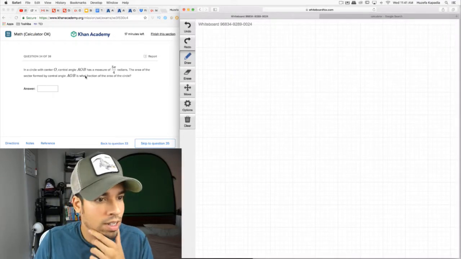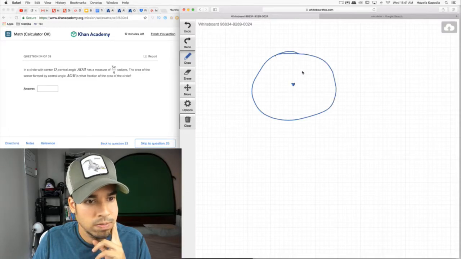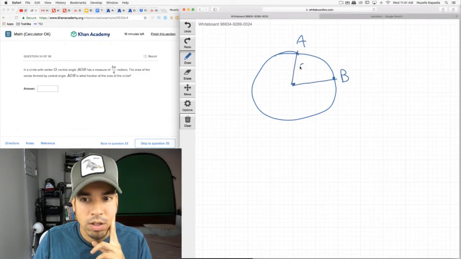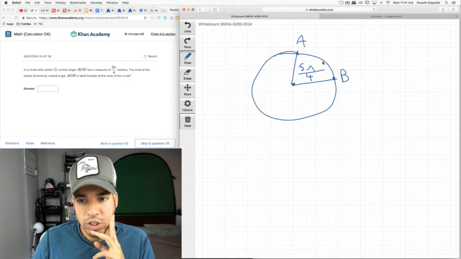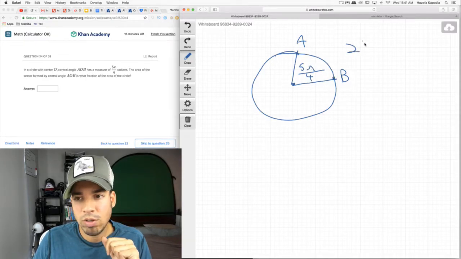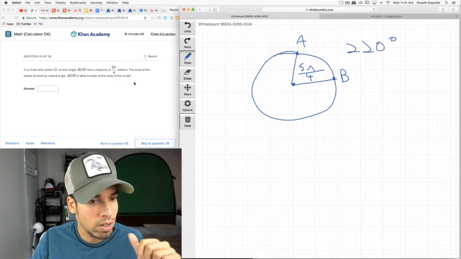34, 5 questions left. In a circle with center O, angle AOB measures 5 pi over 4. Which is, hold on, let me see, 180 divided by 4 is 45, times 5 is 225. So it's about 225 degrees. Not that you necessarily need to know that, I'd just like to know. So this is a totally inaccurate drawing, but that's okay.